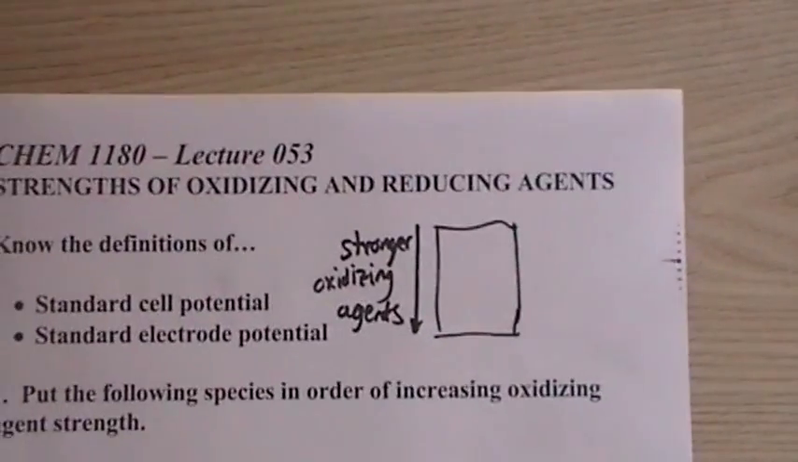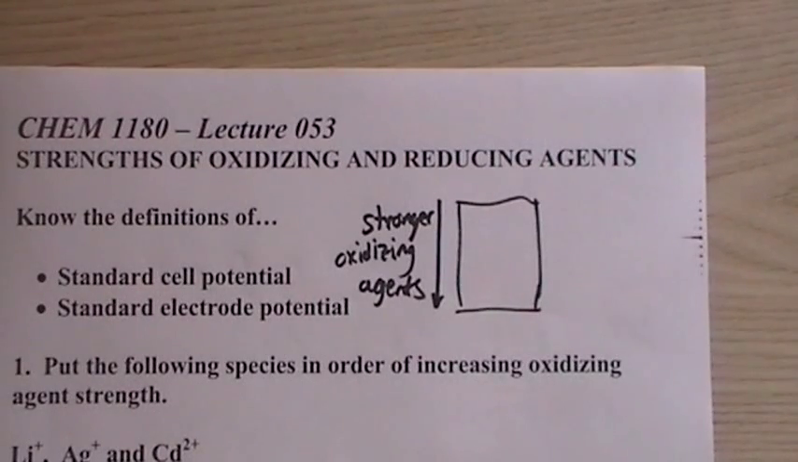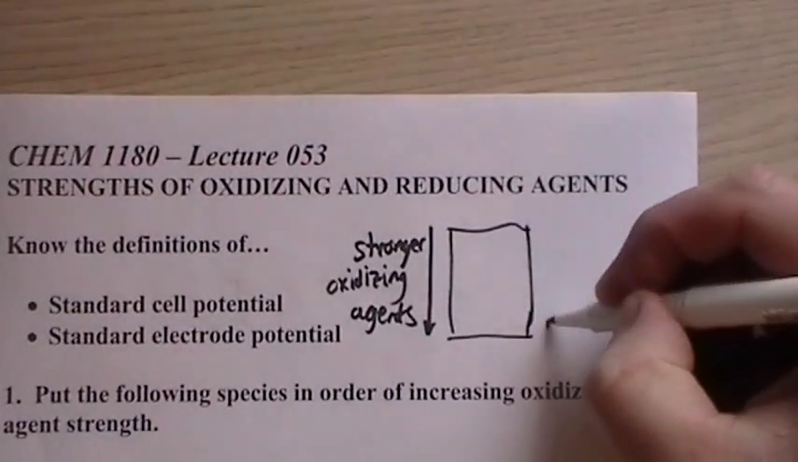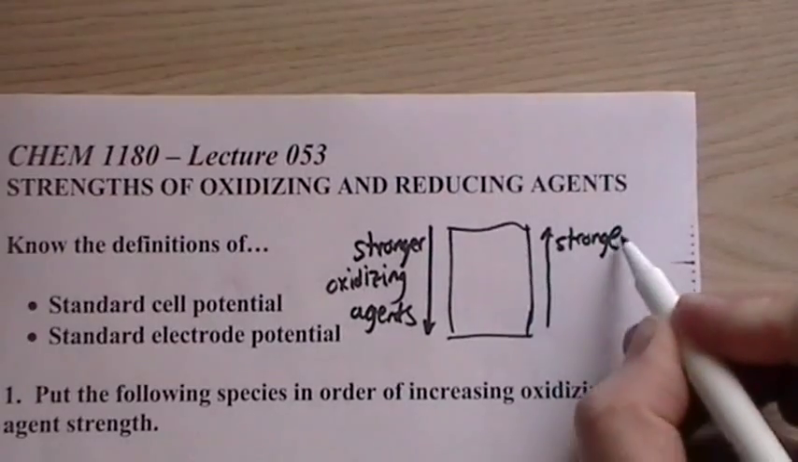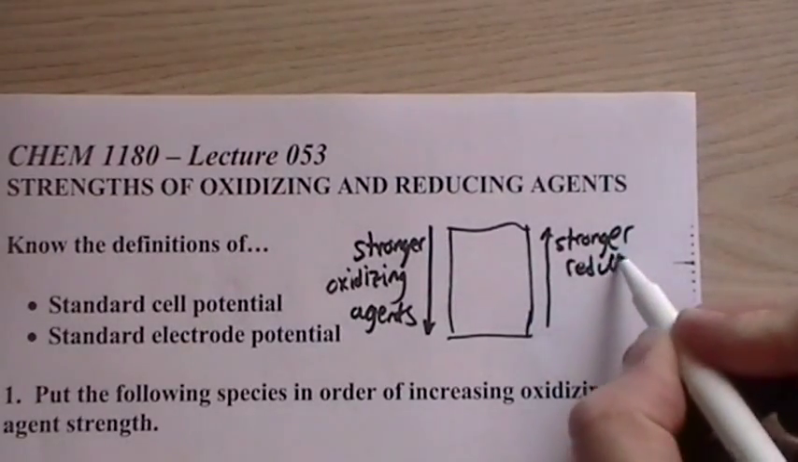And then for reducing agents, the strongest reducing agents in a table of standard electrode potentials are the reduced species corresponding to half reactions with the smallest or most negative E values. So as you go up, you get stronger reducing agents.